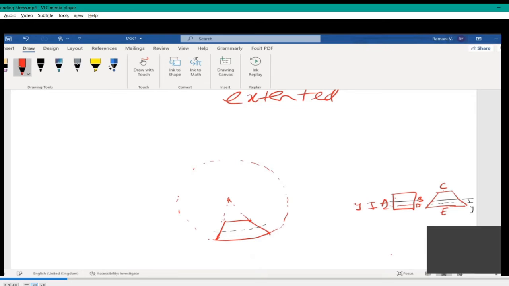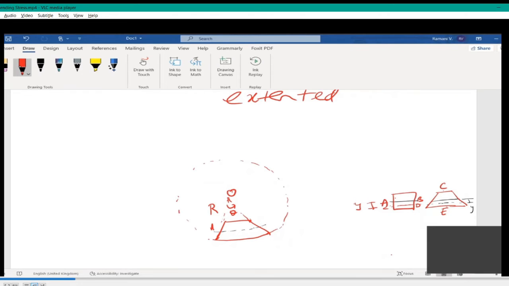Mark the center as O, and then mark the angle. I mark the angle as theta itself. Theta or phi, you can use it. Let's mark this as theta. And then what are the other dimensions needed? Let us mark this radius as r. Okay, radius as r itself.